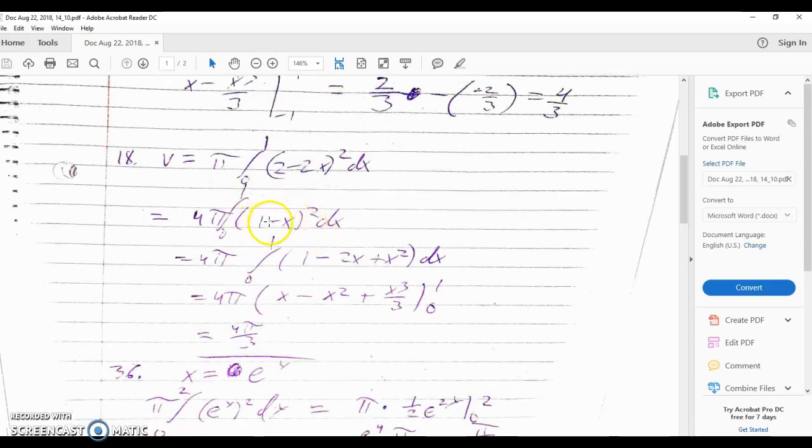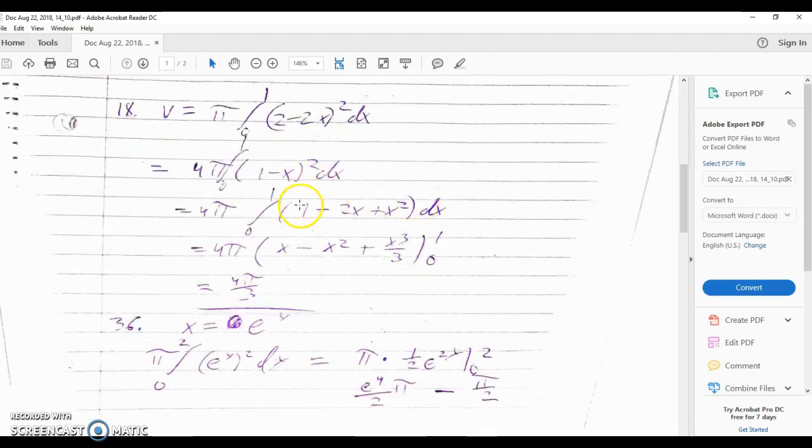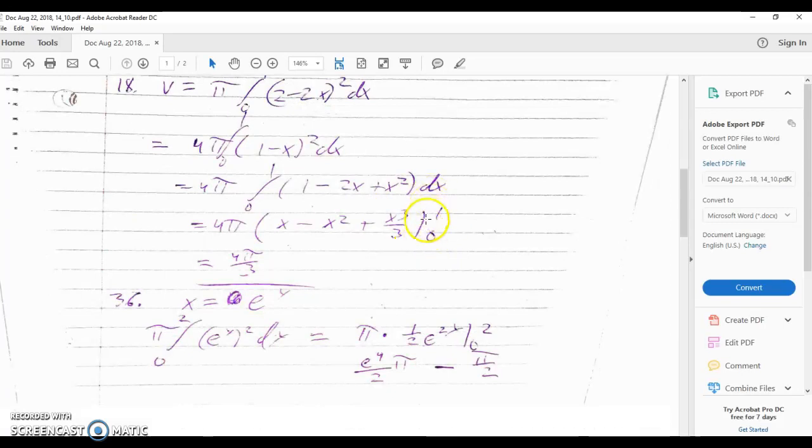It becomes a 4 when you pull it out of the square. So I'm just integrating 1 minus x squared, which I expanded first and then integrated each part, plugged in at 0 and 1. All the zeros disappear on this one, and you just end up with 1 minus 1, which disappears. And then this is 1/3, so you end up with 4 pi over 3.